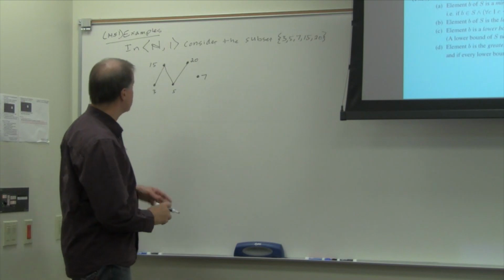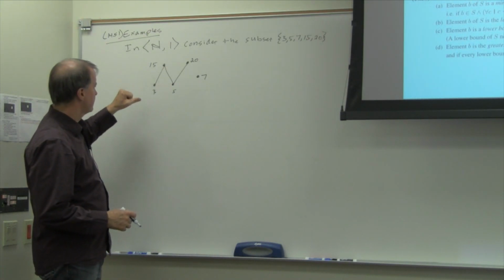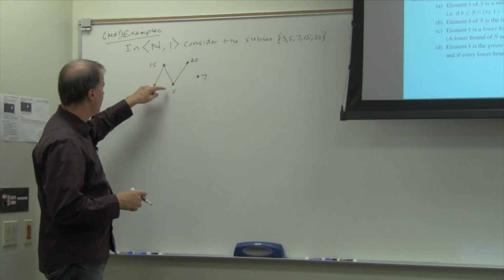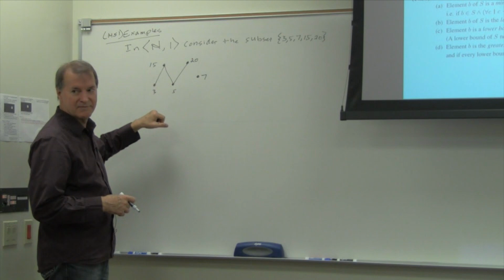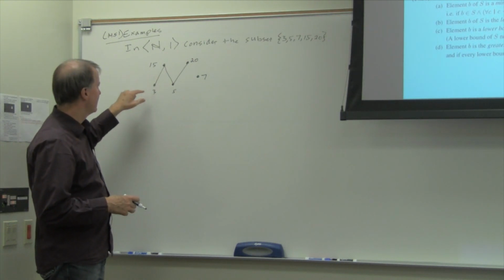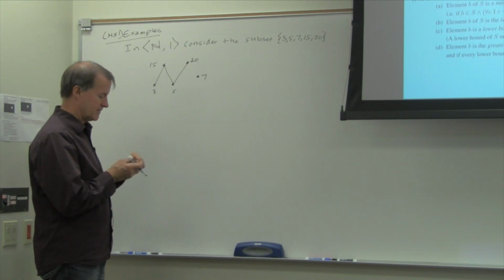Now, could you tell me what the ordered pairs are? 3, 3, 3, 15, 5, 5, 5, 15. Yeah, 3, 15, 5, 15, 5, 20. And what else? 3, 3, 15, 15, 5, 5, 20, 20, 7, 7. Okay? The reflexive ones.